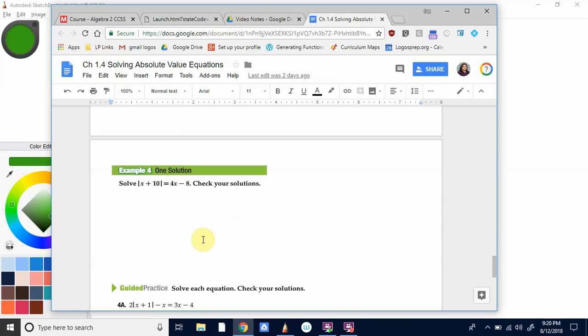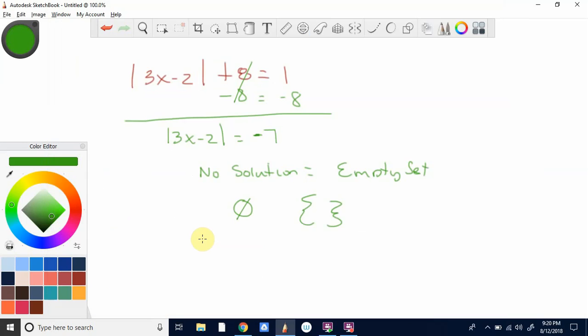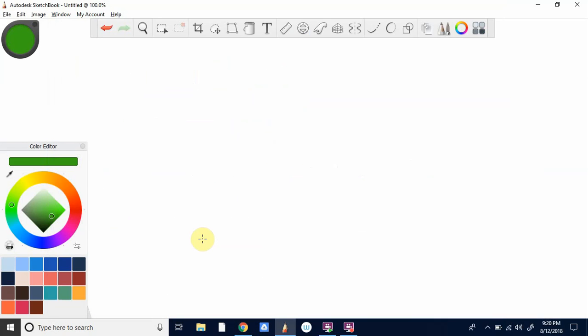Okay, so let's look at this next one, example 4. We have one solution. This one's a little bit more complicated. Again, we start with writing out our problem. We have the absolute value of x plus 10 equals 4x minus 8. It doesn't matter that I have an x on both sides. All I care about is that this is an absolute value equation. You need to isolate. It's not times anything. It's not plus or minus anything on the left side. So we've isolated. So now we take it and we set it equal to itself, or we set it equal to its opposite.